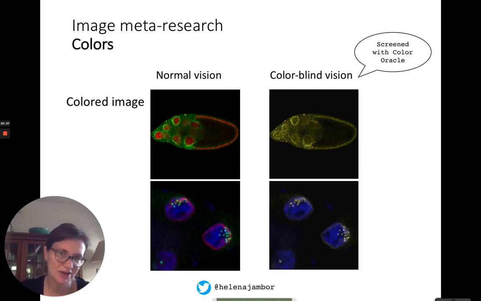So in screening, we always checked for colorblind vision with the Color Oracle, which is a desktop application that can render the entire screen in different kinds of colorblind visions, and that allows you to judge quickly whether images are visible to all audiences.